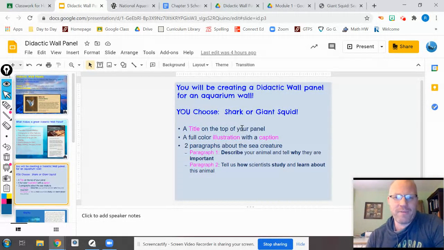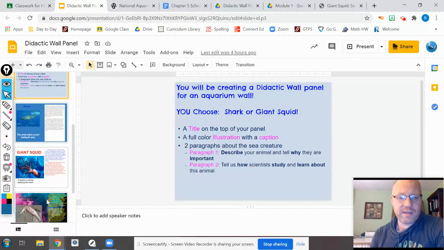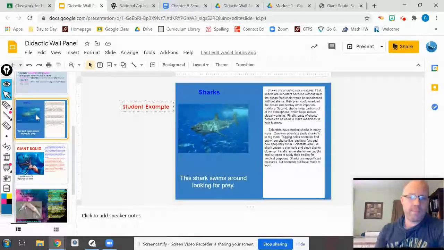A title on the top of your panel explaining what you're going to show. A full color illustration with a caption, a description of the picture. Two paragraphs about the sea creature. Paragraph 1, describe your animal and tell why they are important. Paragraph 2, tell us how scientists study and learn about this animal. So let's look at some examples.